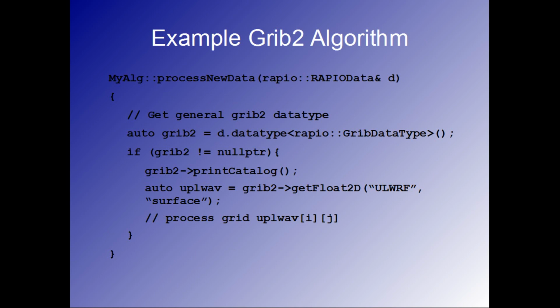Just as a couple of quick examples of the current algorithm API. Basically, RAPIO handles all basic data filtering and notification processing and passes data to a basic algorithm that you write. Here, for example, is the current API code for getting a 2D Grib2 data grid from a Grib2 file. Basically, a template argument asks for the type of data you're checking for, and then if it's non-null, you have a valid object to process.